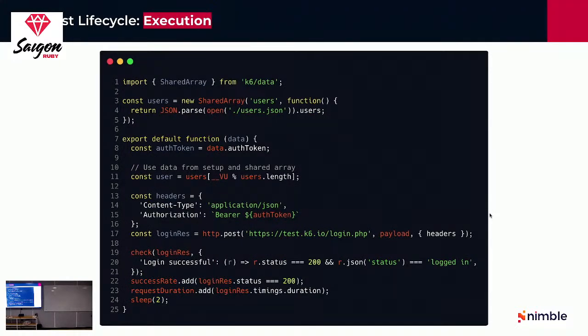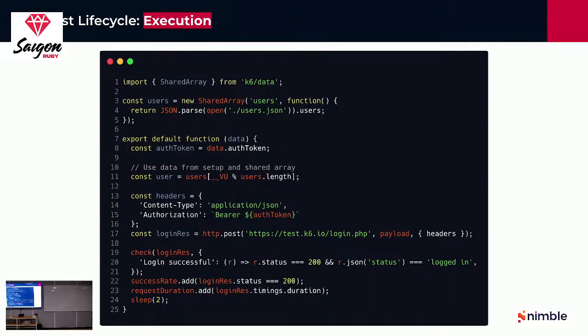And in execution, as aforementioned, we can access the data from the setup function by using data dot token. We can also use the global variable users as a shared array. And one special variable here we can use to identify which VU is running, and we can have its serial number.